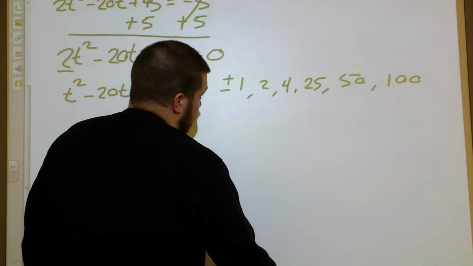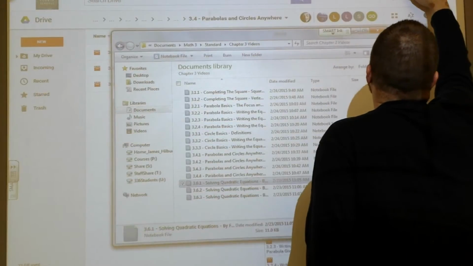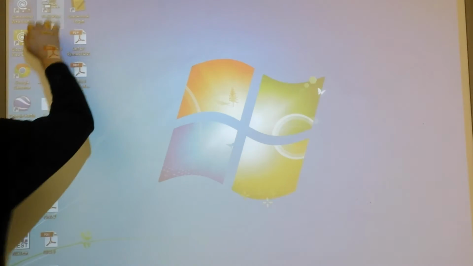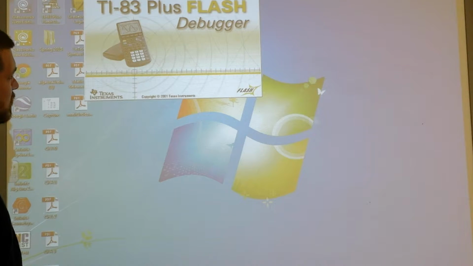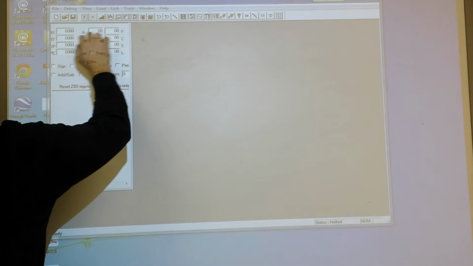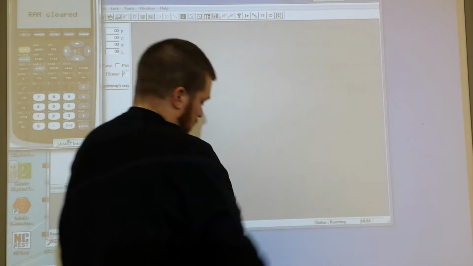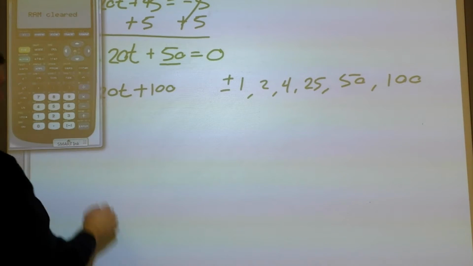Actually, let's see if we can go a little bit farther. I need to pull up my calculator because we need some more factors, I believe. I might have left some out. So I'm going to pull up my calculator real quick. I should have already had this ready to go, but I forgot. So just bear with me just a minute. Okay, and let's pull back up the problem and calculator.